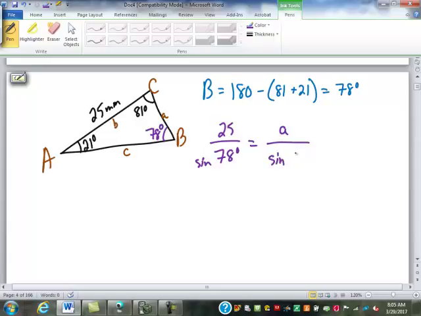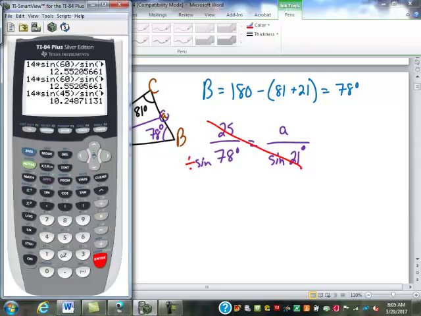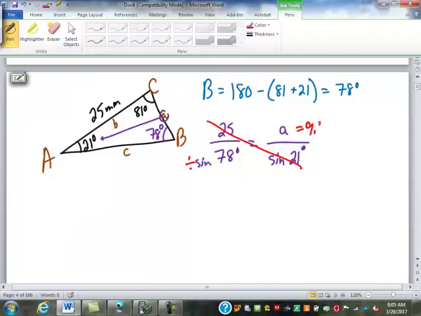Sine of what angle is going to go below that? 21. Because if this is side A, the opposite angle is the 21 degrees. So we will cross multiply and divide. 25 times sine of 21 divided by 78. We get 9.16 millimeters for A.